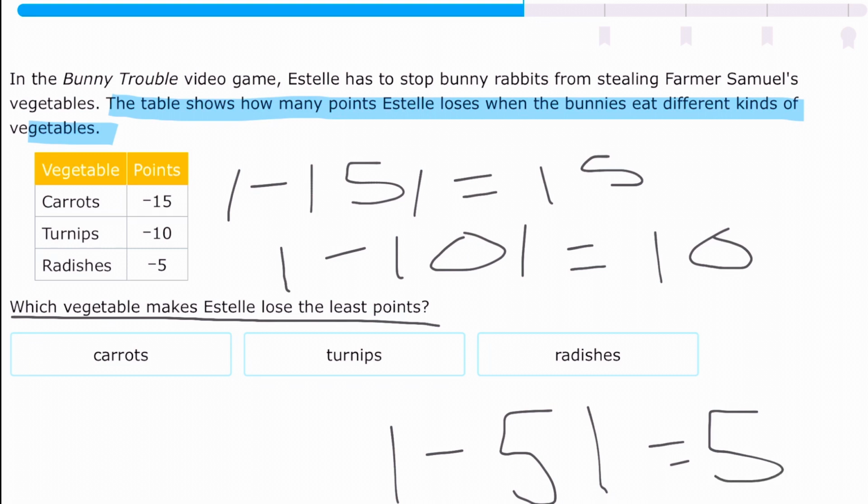So, which vegetable makes Estelle lose the least points? Radishes, because radishes has the smallest number. Now, for our sentence answer, I'm going to say this verbally because it's a little hard to write on the computer: Estelle loses the least points when the bunny eats the radishes.